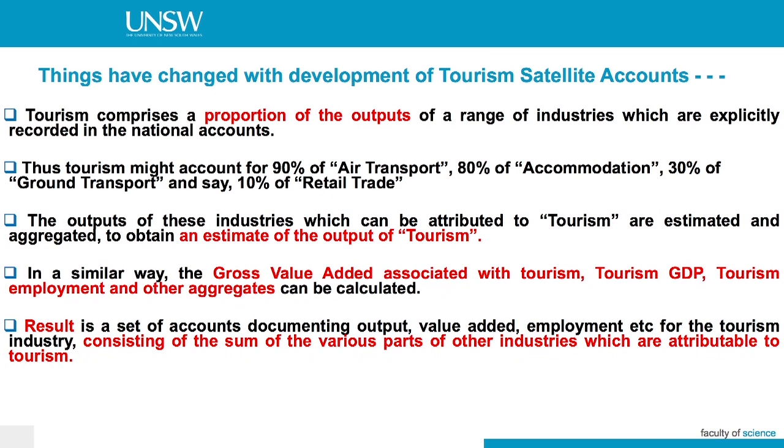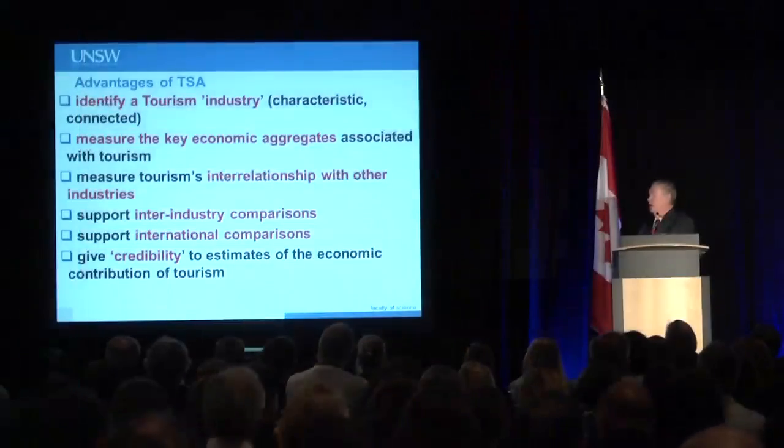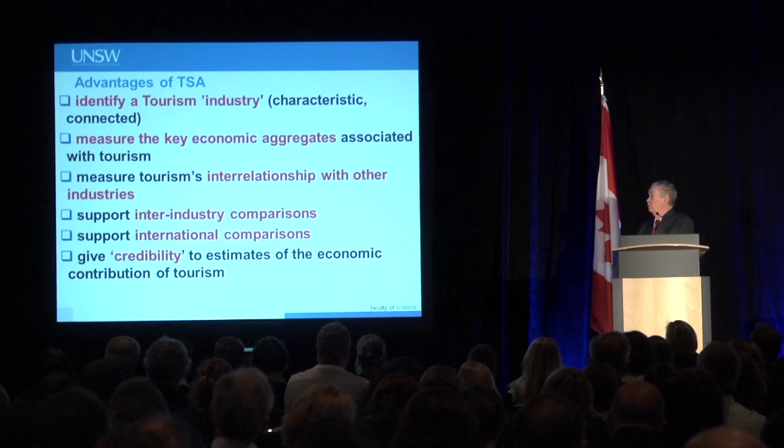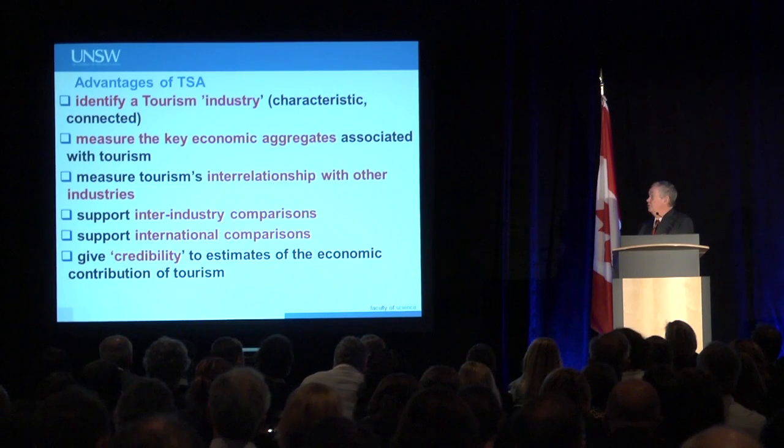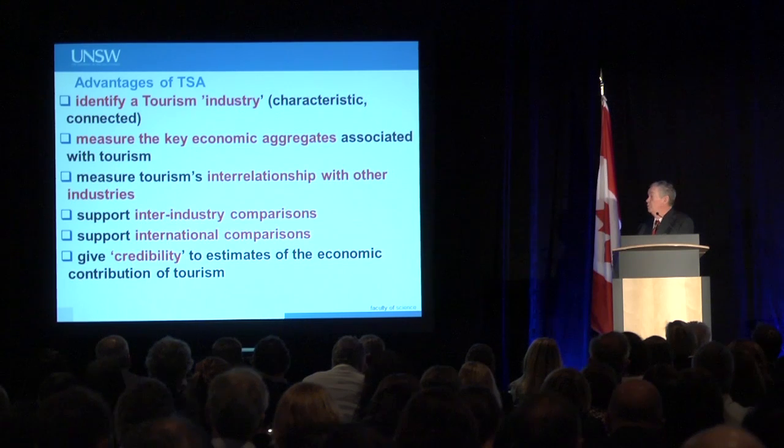But they are a set of accounts which enable us to determine the effect of expenditure on tourism, gross domestic product, gross regional product, employment, and so on. Now, the advantages of tourism satellite accounts, I might just mention those advantages. They help us to identify a tourism industry because there are definitions of what constitutes industries within the broader tourism industry. They do measure key economic aggregates associated with tourism, such as tourism GDP, tourism employment, and so on.